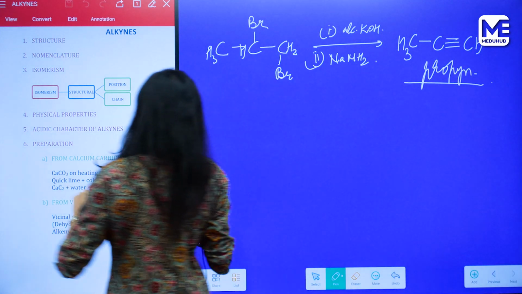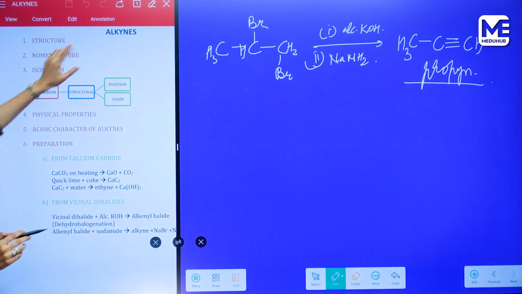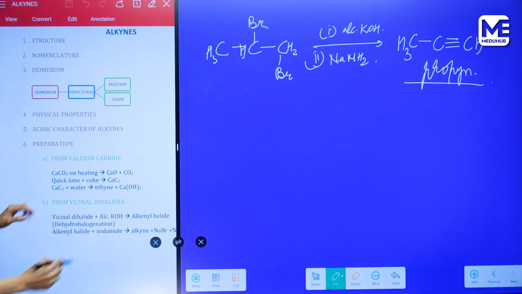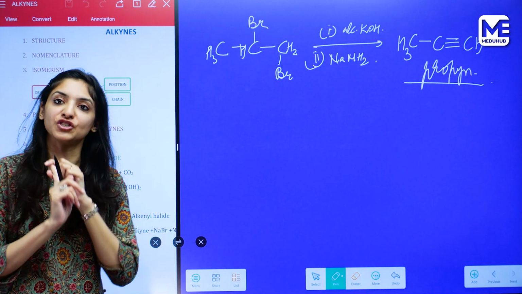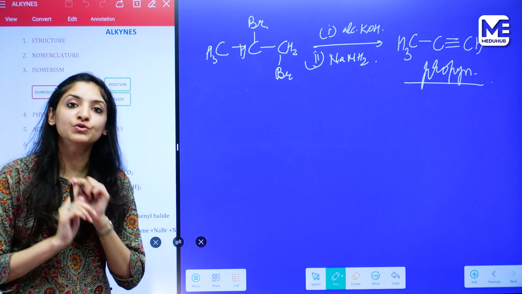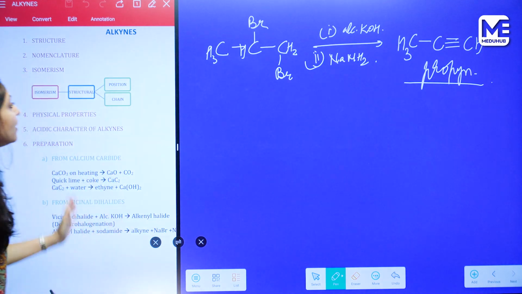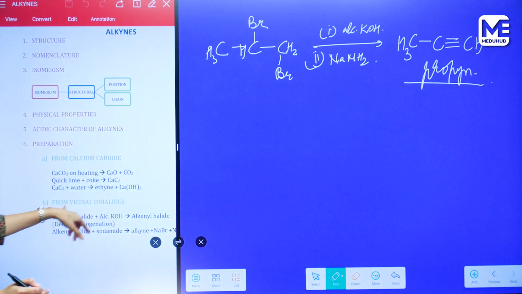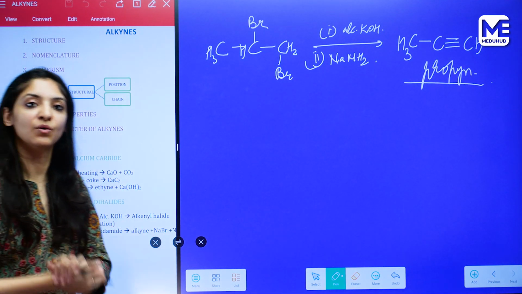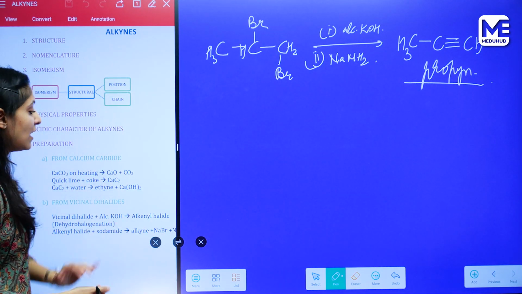So this is the method for preparing alkynes from vicinal dihalides. There are two methods now. One from calcium carbide. The calcium carbide method is used for the preparation of ethyne, and other alkynes can be prepared from vicinal dihalides by treating with alcoholic KOH and soda amide.